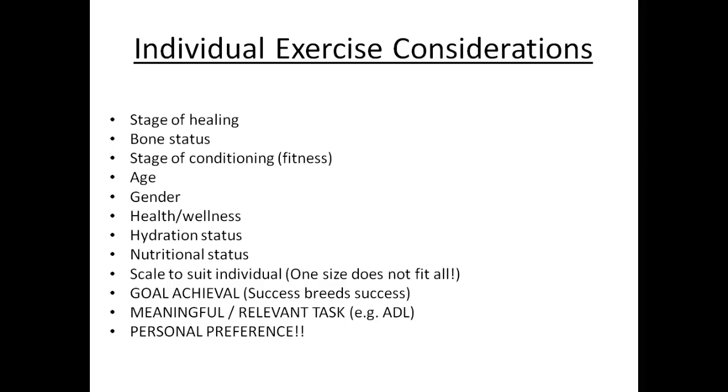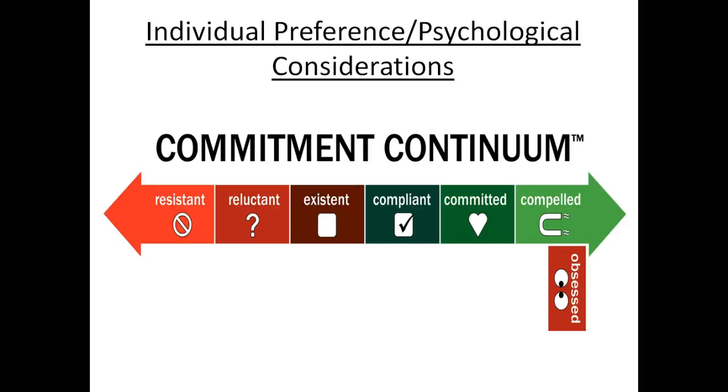We've got to talk about achieving goals. Success breeds success. Short-term goals that are easily achievable to spur them on to more relevant stuff. Making sure that their task is meaningful and relevant to them, not just doing something pointless like a bicep curl. And also personal preference. They must enjoy what they do, and they will tell you whether they enjoy that or not. So here we've got the commitment continuum.